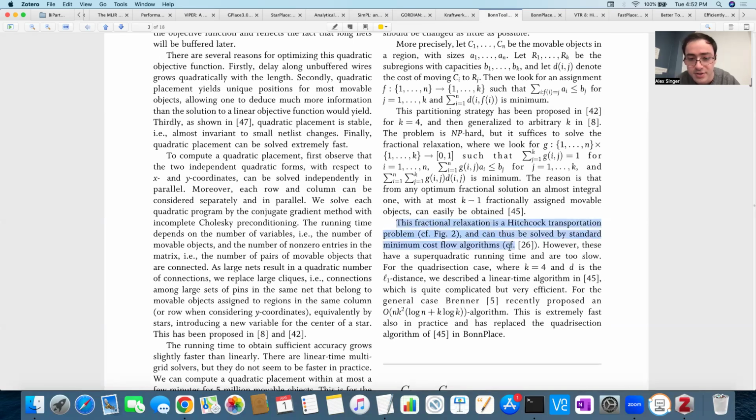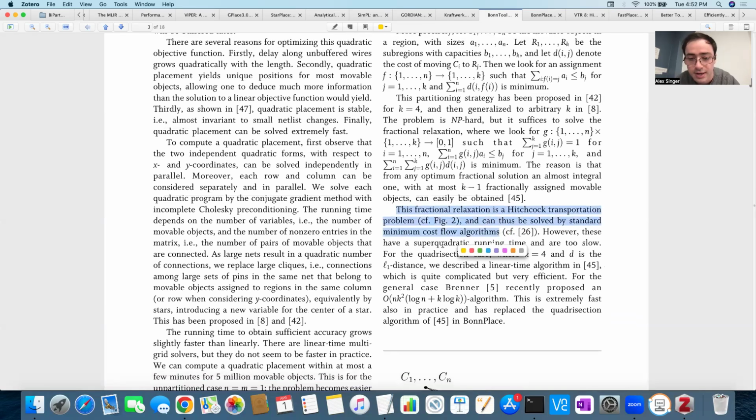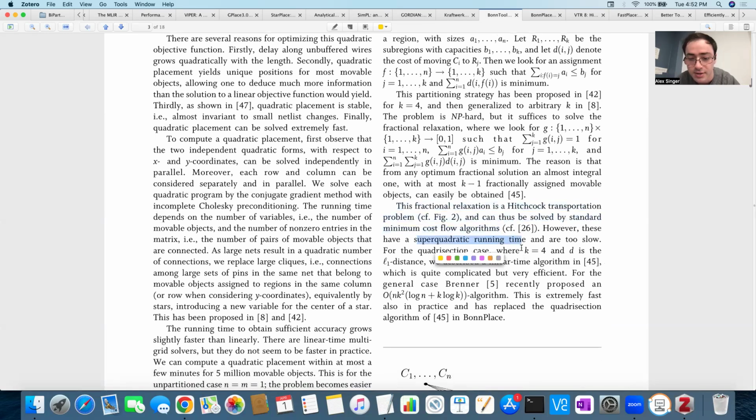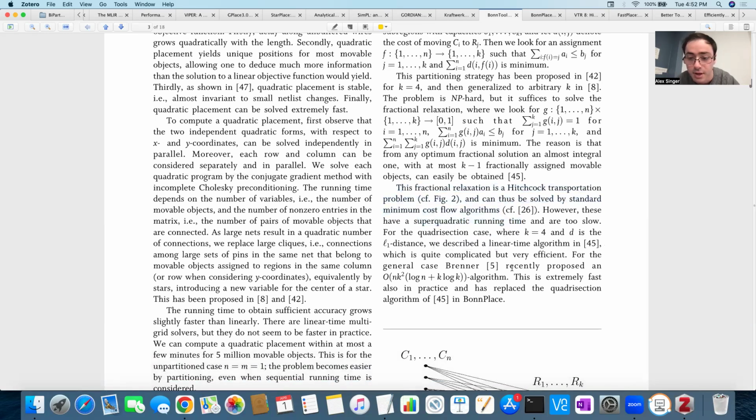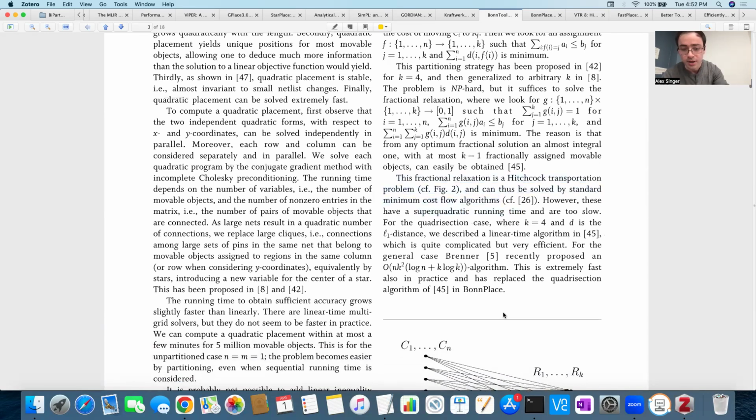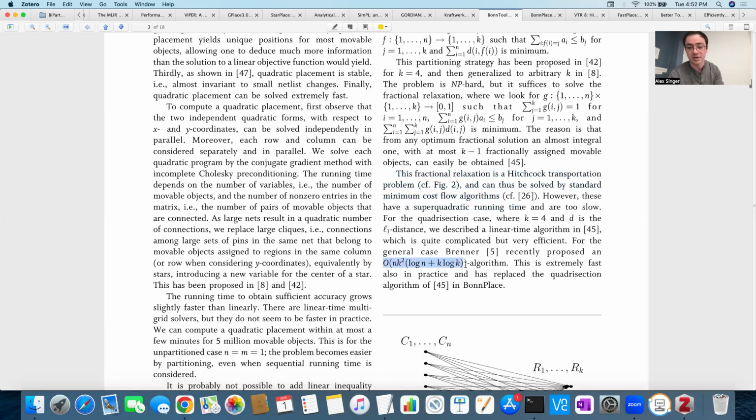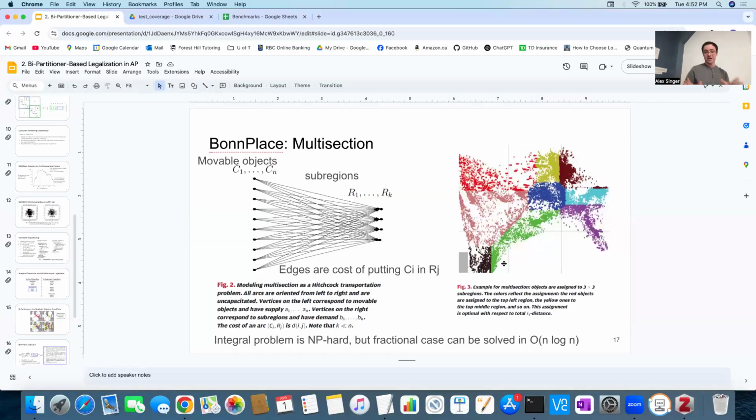And can thus be solved in the standard minimum cost flow algorithms. Those have super quadratic running times, and so what they do is they do some other stuff. And they show that you can actually solve this in a pretty efficient way in big O of nk squared, where k is the number of partitions that you're trying to create. So I think it's just one of those things where you just trust them that they have a good algorithm. But so that's how they actually do the multisection.